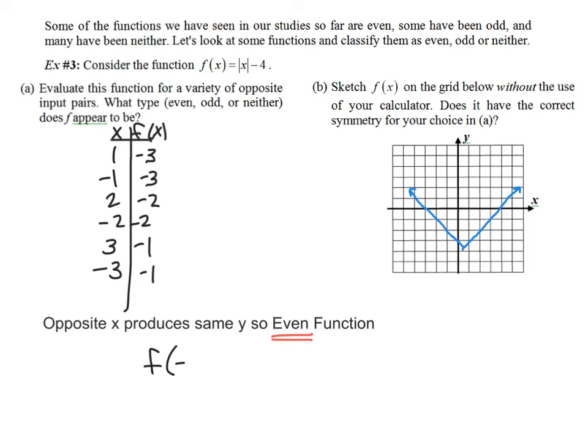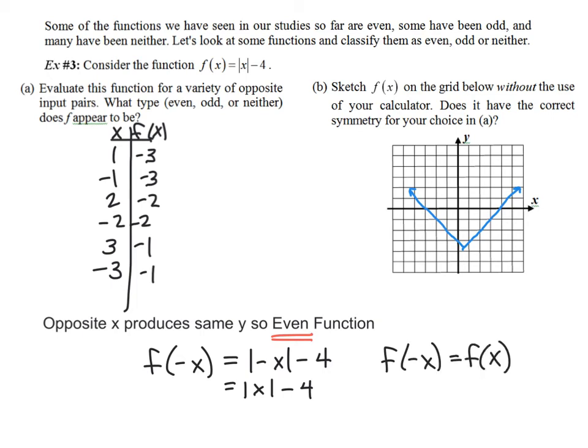Now, we could, of course, algebraically find f of negative x, and I'm going to take 1 minute to do that. So f of negative x means that I'm replacing x with a negative x. So the absolute value of negative x minus 4. Of course, when we take the absolute value of negative x, we're just getting the absolute value of x minus 4. So if f of negative x is equal to f of x, that also proves to me that this must be an even function.